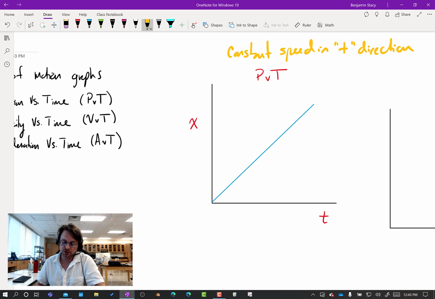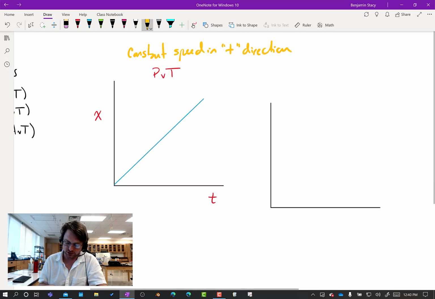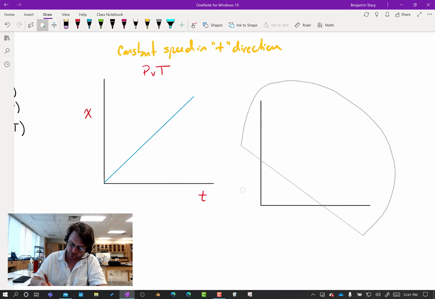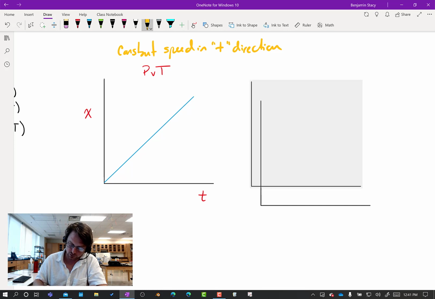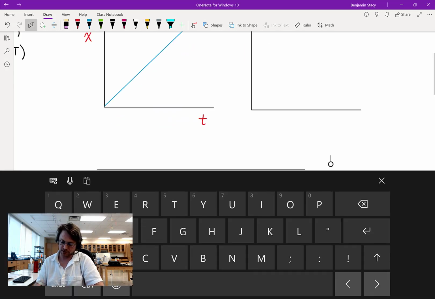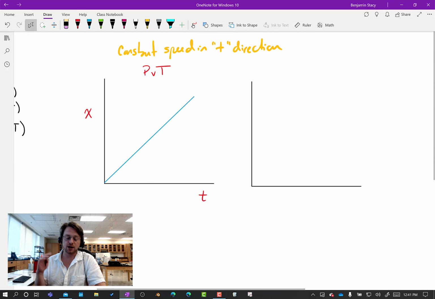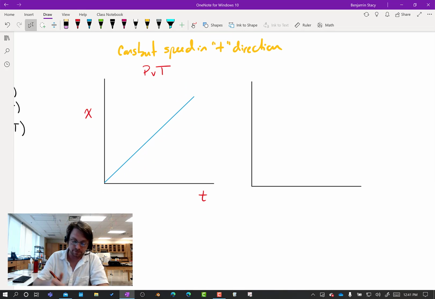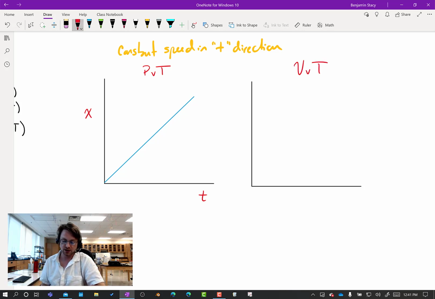Now let's think. What would the velocity versus time graph look like? I'm going to put it right next door, to the right now. Remember, our velocity is representing how quickly our position is changing and in what direction. I'm going to label this as a VVT graph, velocity versus time. My velocity is going to be symbolized by what? Lowercase v, and that's going on the y-axis. Time is lowercase t. It's always going on the x-axis.